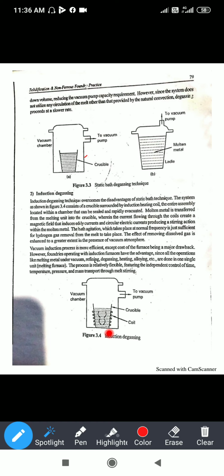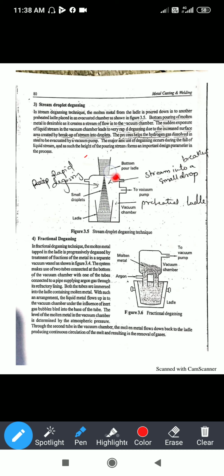Within this gap, whatever gases are entrapped in the molten metal are released during the distance it travels from the top ladle to the bottom ladle. In the droplet manner, whatever gases are there are released within this distance and collected in this vacuum chamber, then with the help of the pump those gases are sucked out and thrown into the atmosphere. Now the next degasification method, you can see, is fractional degasification.